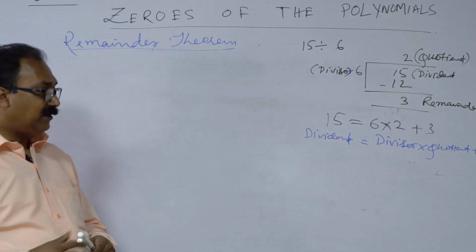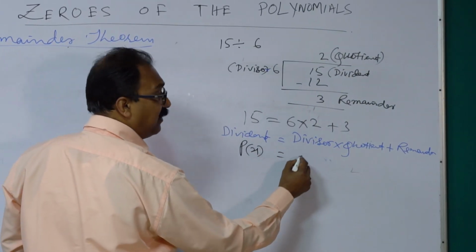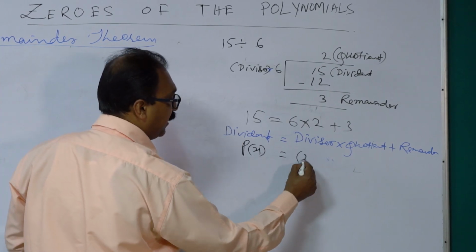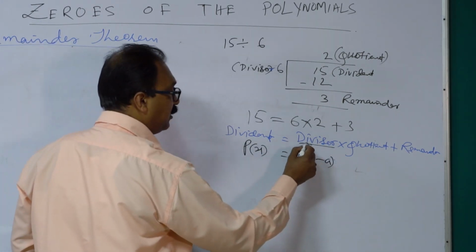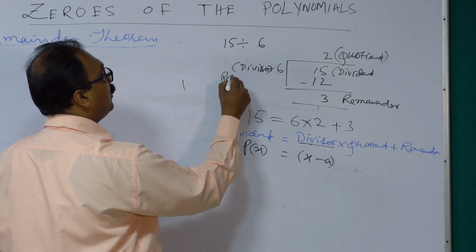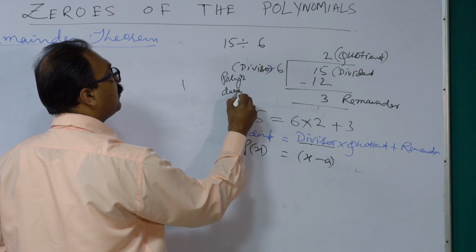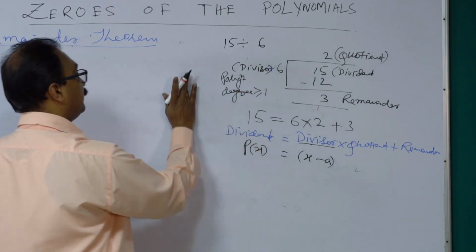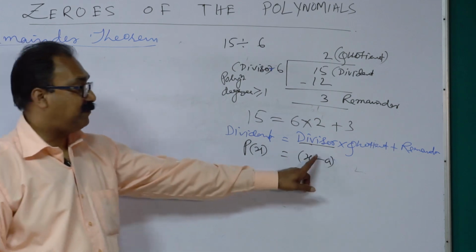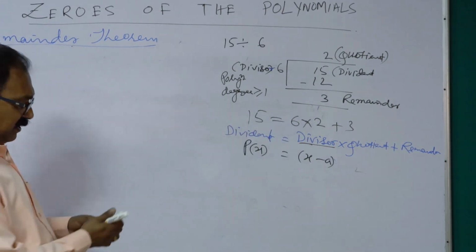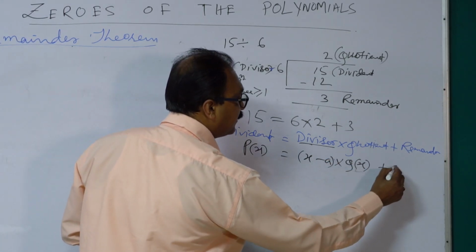Okay. For example, consider the dividend is p of x. The divisor is, what can you say? Any value, say x minus a. The divisor should be a polynomial of degree greater than or equal to 1. Degree greater than or equal to 1 means the power is 1 or more than 1, like x to the power 1, say degree 1. And we consider the quotient is q of x and we consider the remainder r.